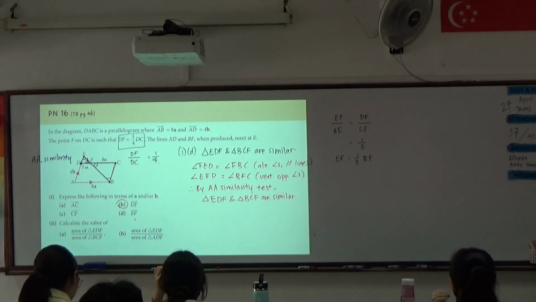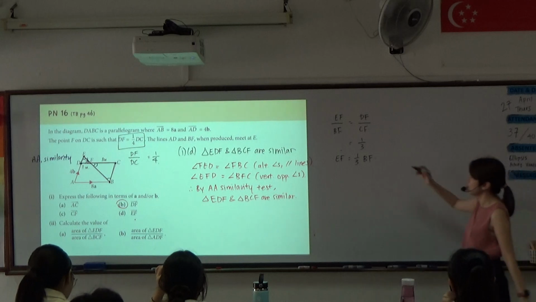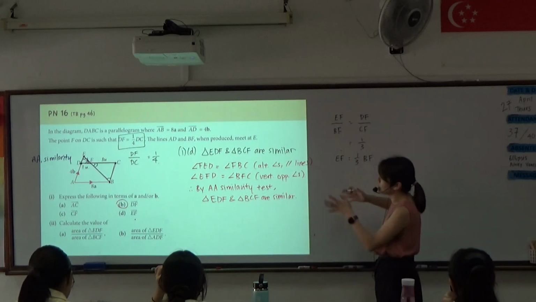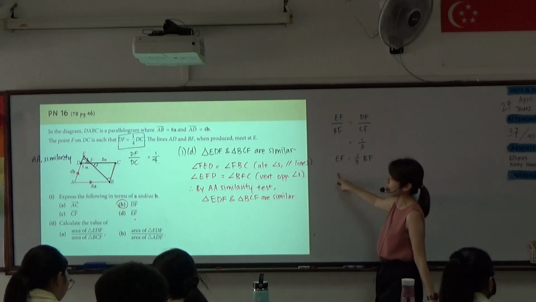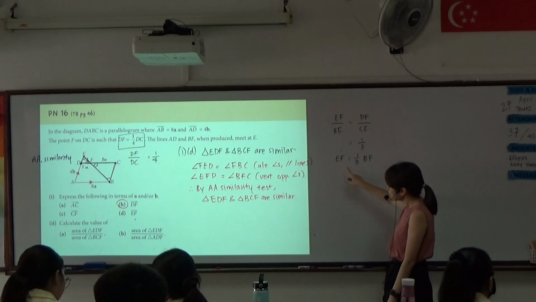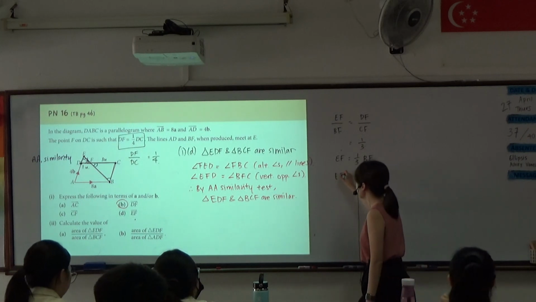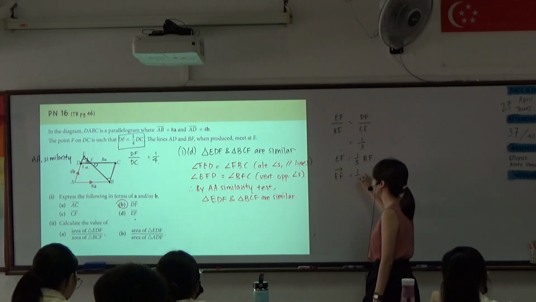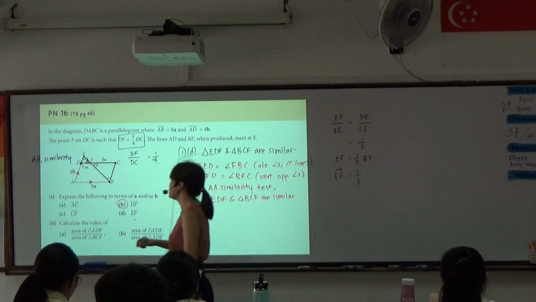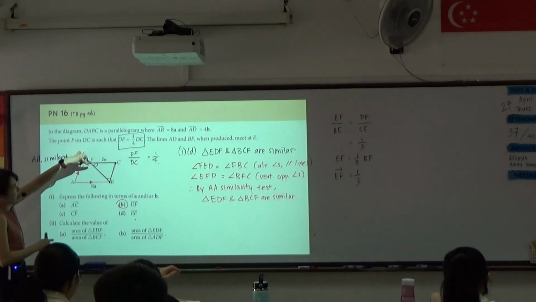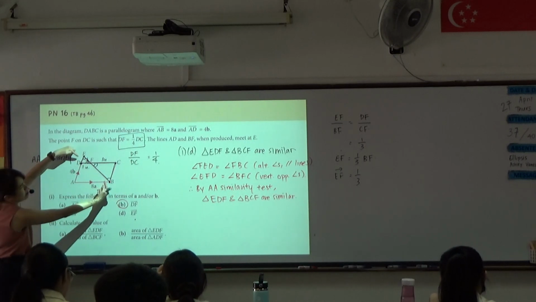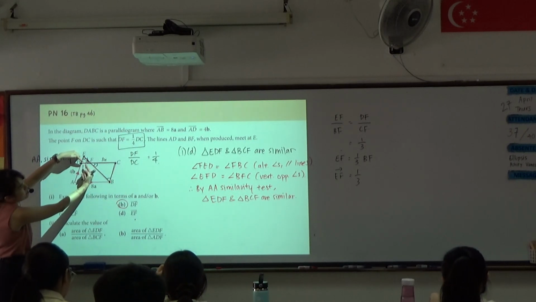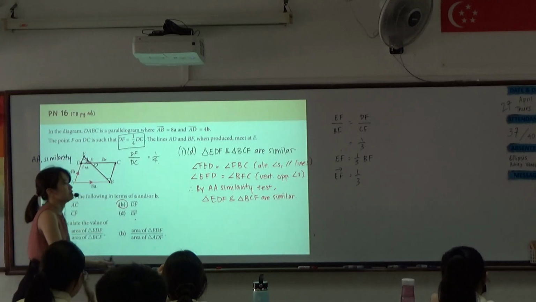Okay, notice that I've not put in the vector itself. Okay, I'm just using the length as ratio. Because if you put in the vector, you need to be very careful about the direction. Okay, so EF as a vector will be 1/3 of what? EF is in this direction, so it cannot be 1/3 of BF because it's going in the opposite direction. Okay, so it must be 1/3 of FB.